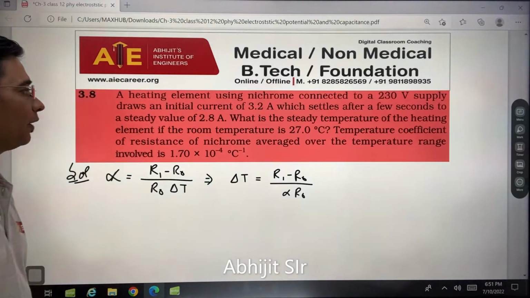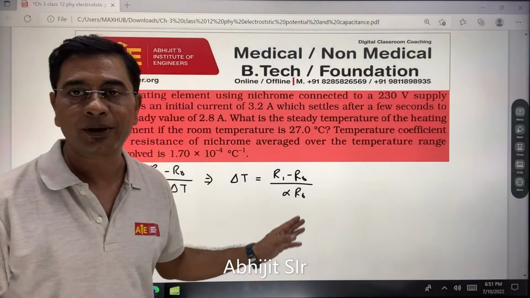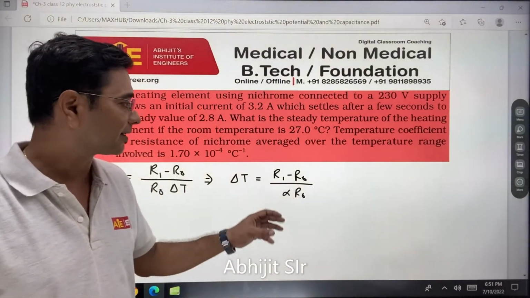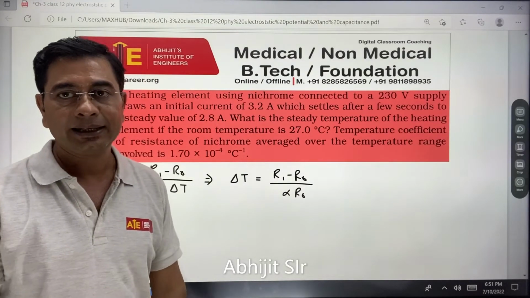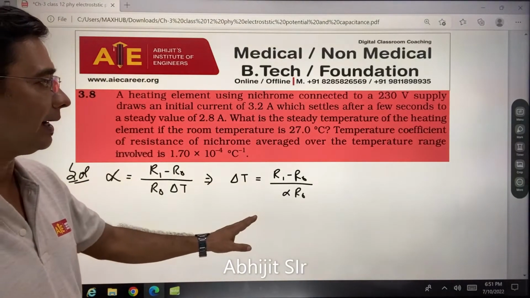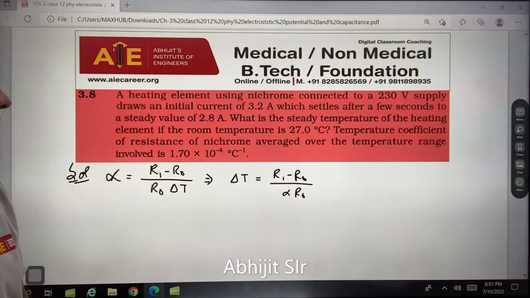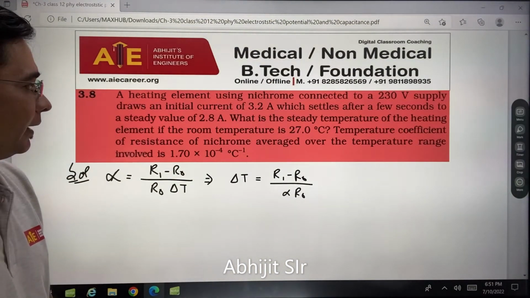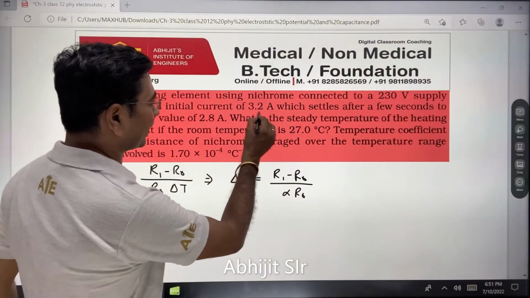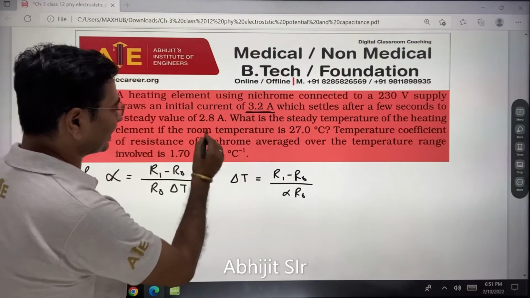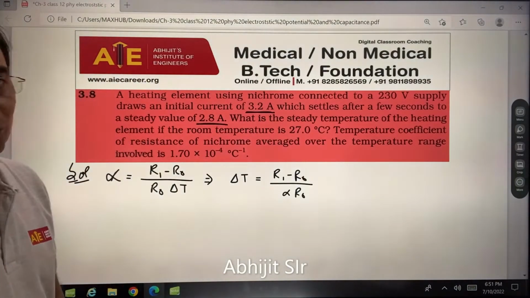Now the big thing over here is these resistances. In the previous two questions you saw that the resistance values were directly given. Here the resistance values are not given, rather they have given you the condition. Like the first condition having a current of 3.2 and the second condition having a current of 2.8.